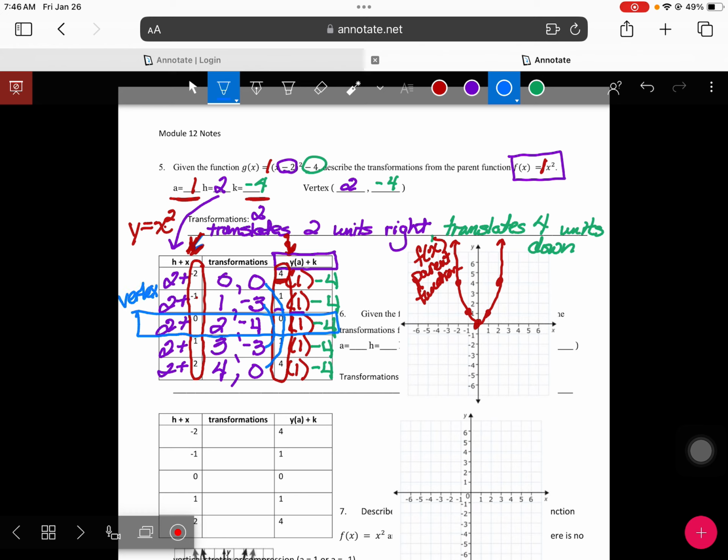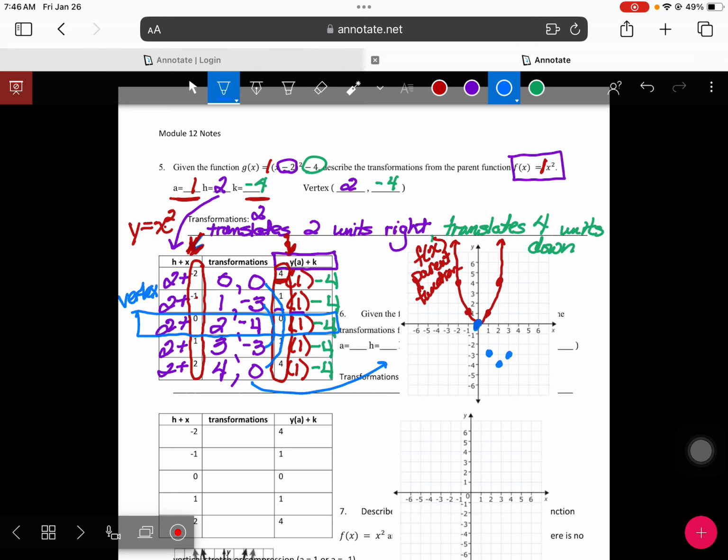So we plot these values now over here. And so we've got 0, 0 right there. So they both share that point. We have 1, negative 3, and then 2, negative 4, 3, negative 3, and 4, 0. So this is my new parabola, g of x.